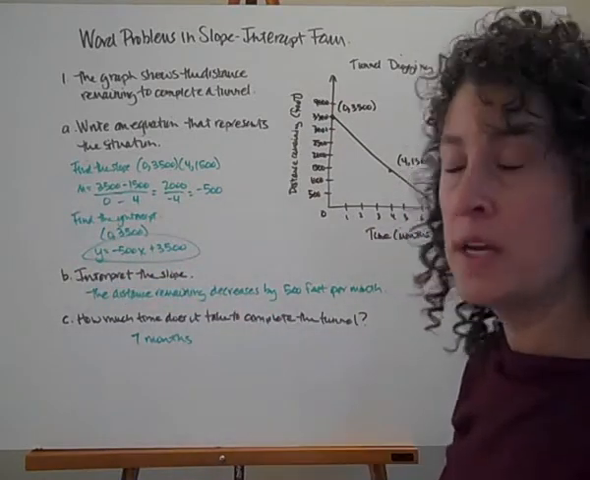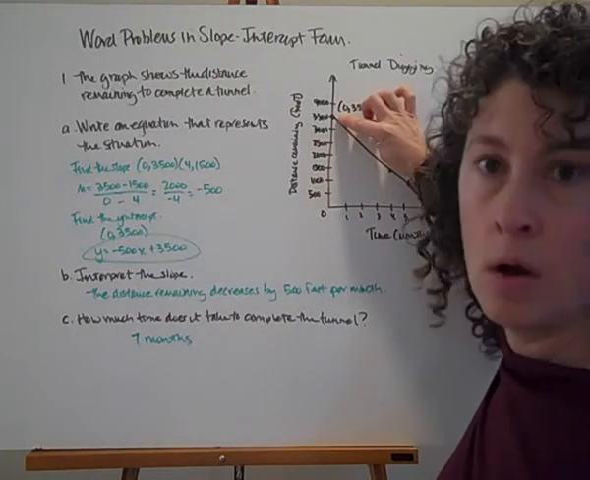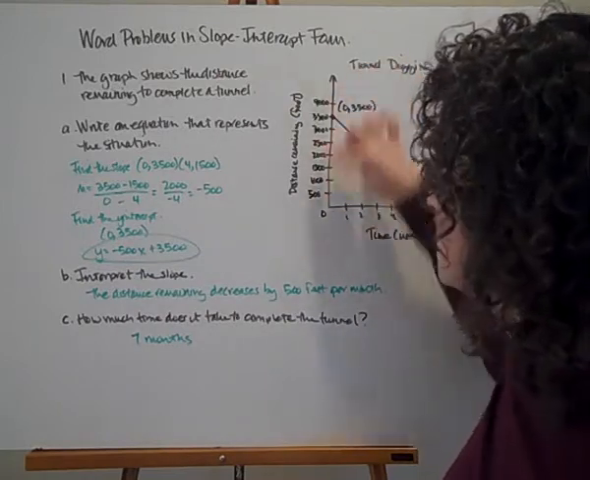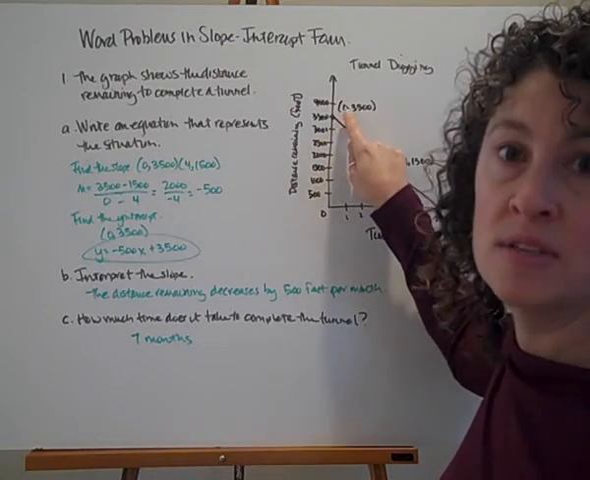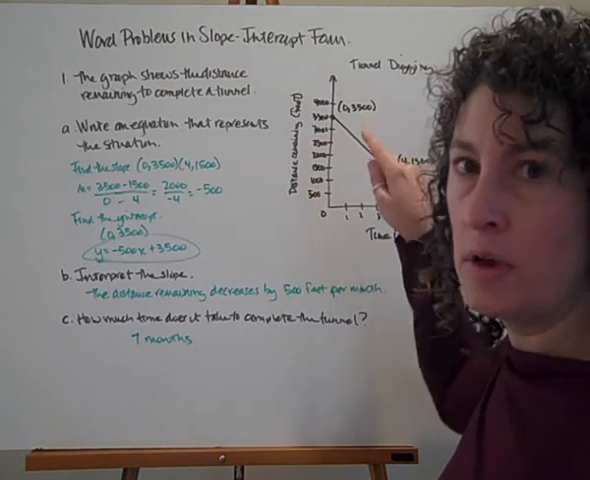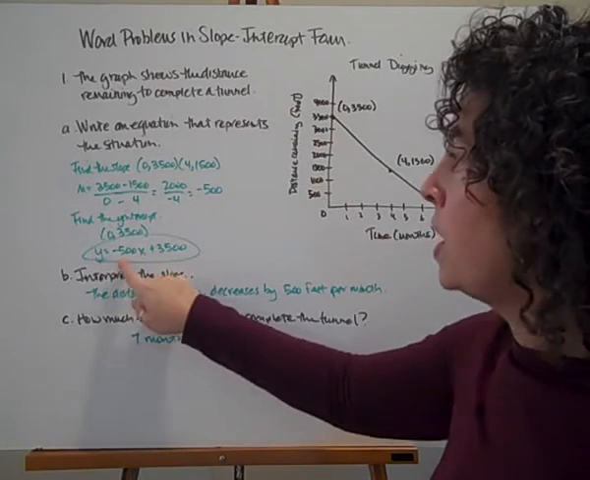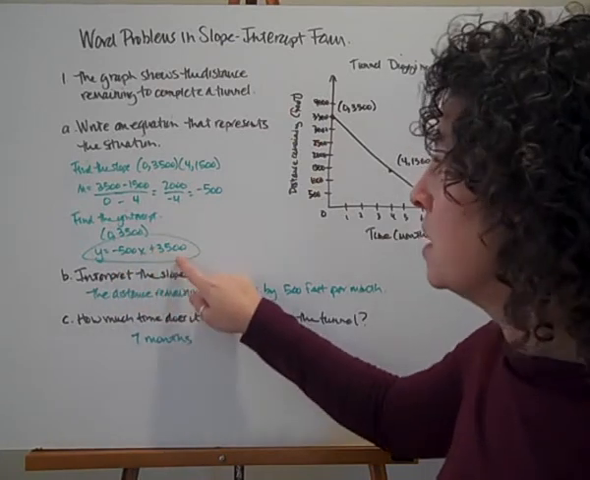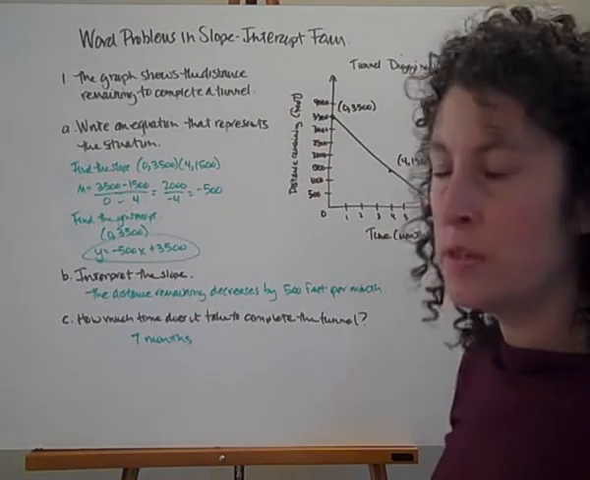I'm also going to find the y-intercept. So my y-intercept here is (0, 3,500). It's right there on the graph on my y-axis. It's also in this ordered pair. Remember, our ordered pair for the y-intercept is going to have a 0 where the x is. So the y value is a number, the x value is a 0. So there's my y-intercept. So my equation looks like y equals negative 500x plus 3,500. So there's my equation.